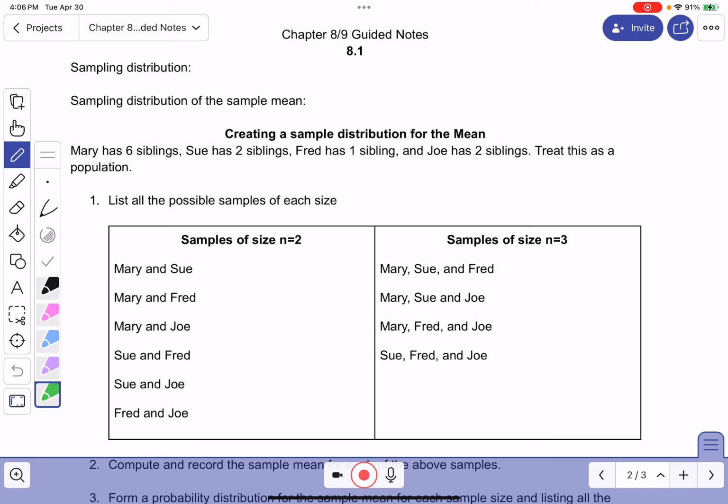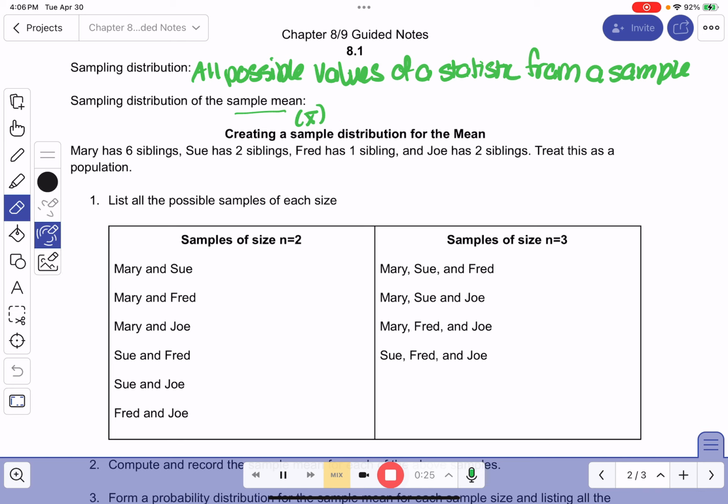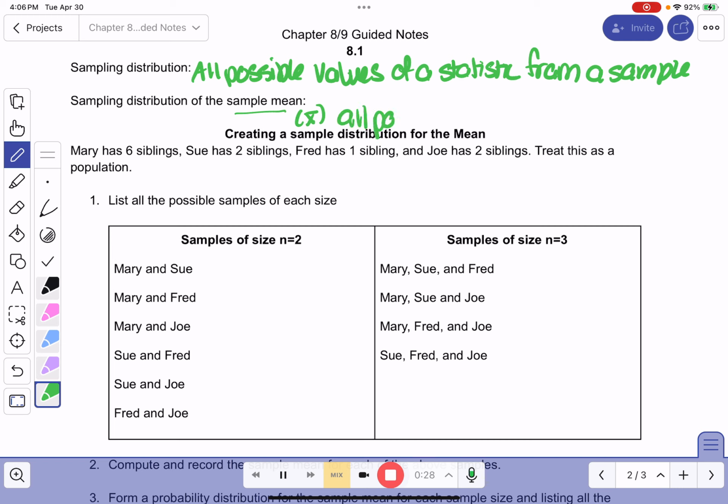So a sampling distribution is when you list all possible values of a statistic from a sample listed. One example is if we do the sample mean. Remember our sample mean's x bar. If we were making a sampling distribution of the sample mean, we would list all possible means of sample size n, whatever that is.